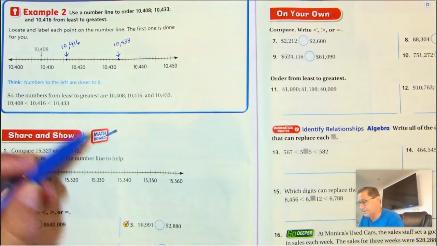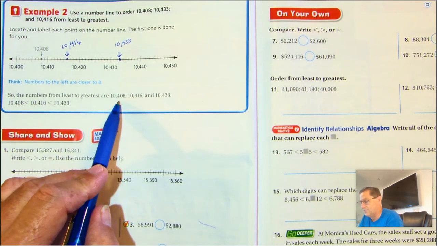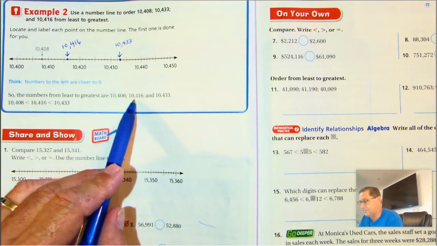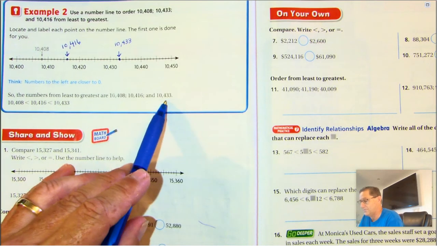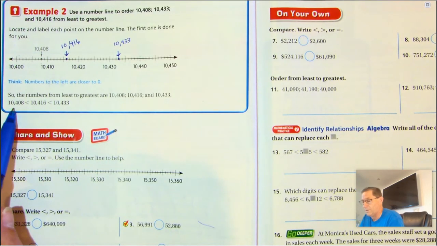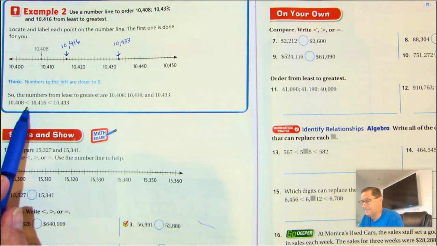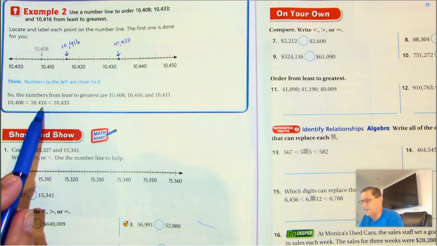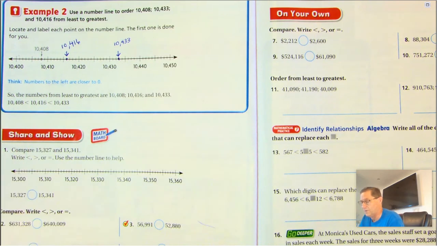So the numbers from least to greatest are 10,408, 10,416, and 10,433. You can also write it as 10,408 is less than 10,416, which is less than 10,433.